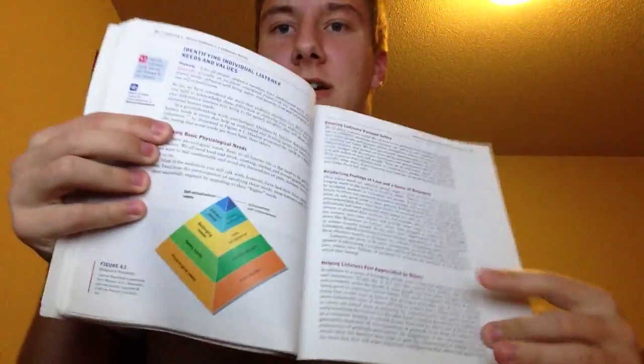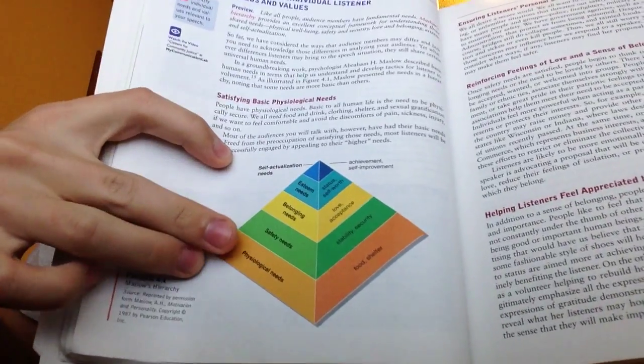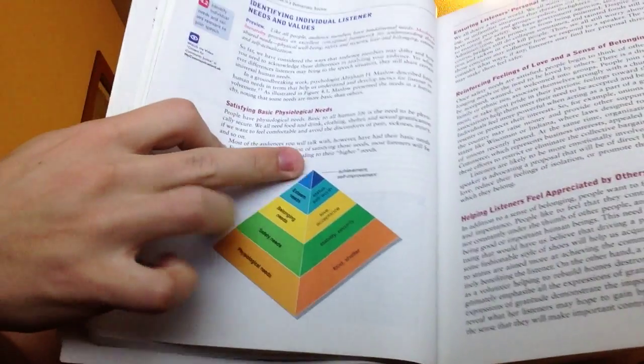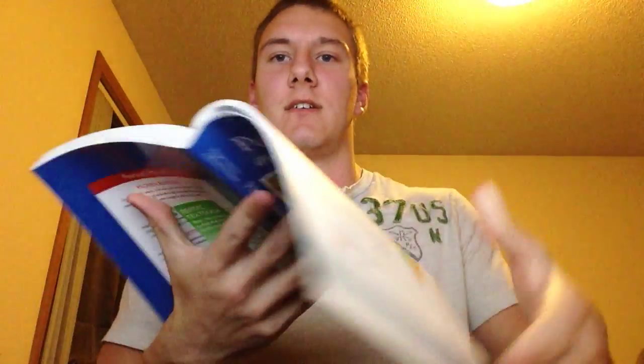So how can we incorporate this into our actual speeches? When we are giving our speeches, we want to target these higher levels, and I'll show you an example of a diagram of this. So this is his hierarchy. This is the physiological, all the way up to the self-actualization. And so we want to target those higher level ones.